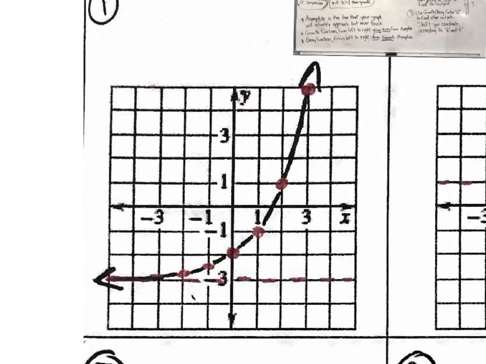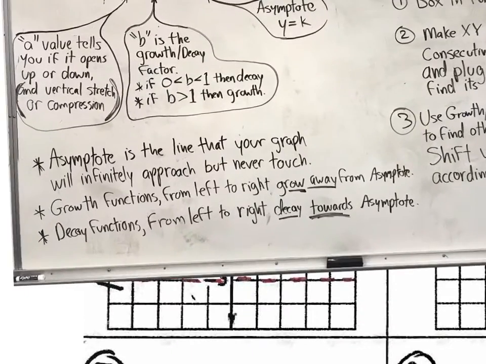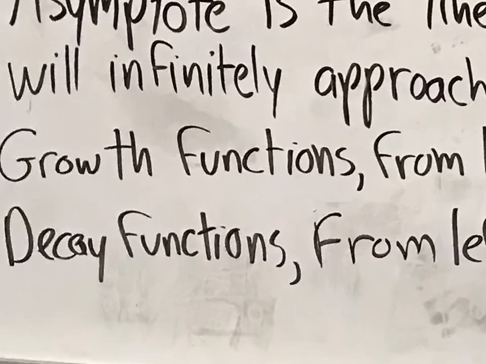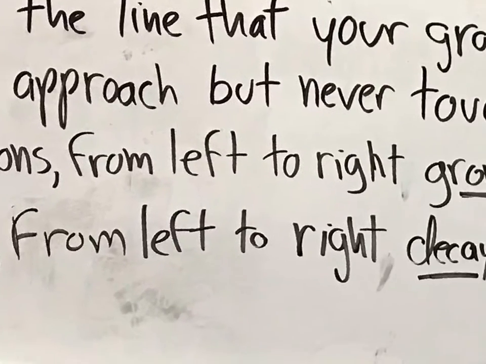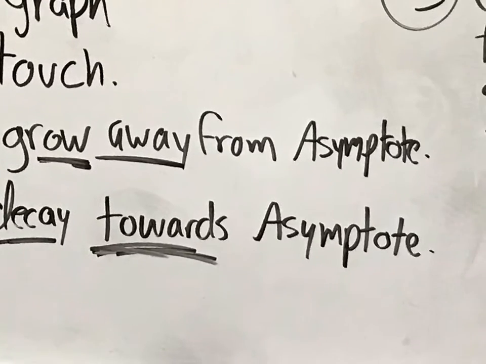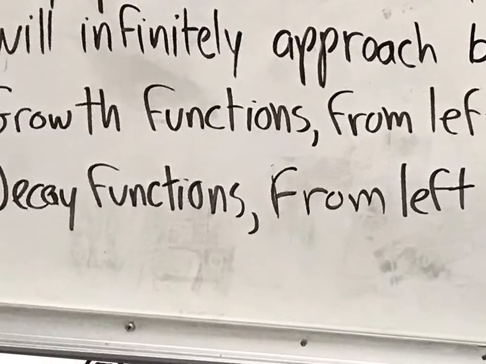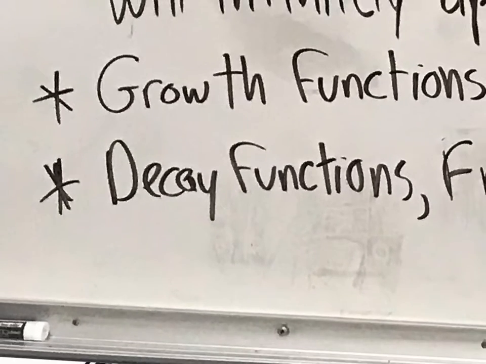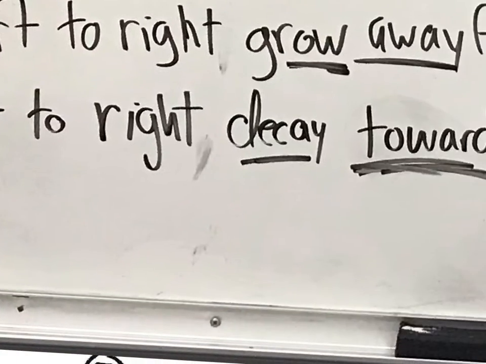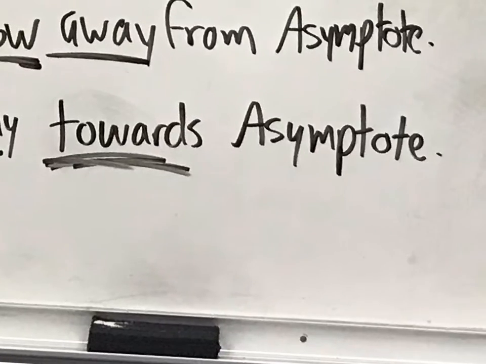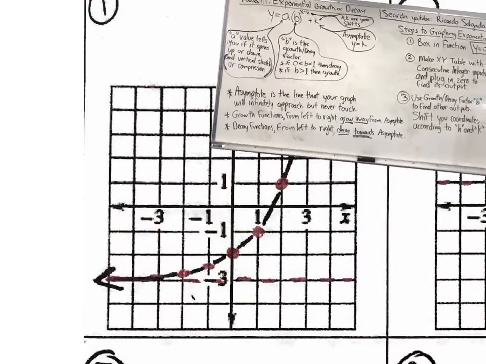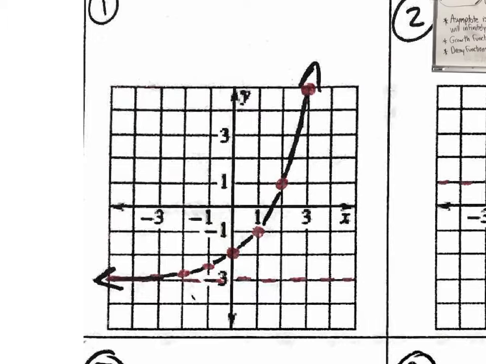Number 1, so right here what I'm really testing is, do you understand that growth functions from left to right grow away from the asymptote? And I'm also wanting you to understand that decay functions from left to right decay towards the asymptote, right? So let's see if we understand that. Is this a growth or a decay function?